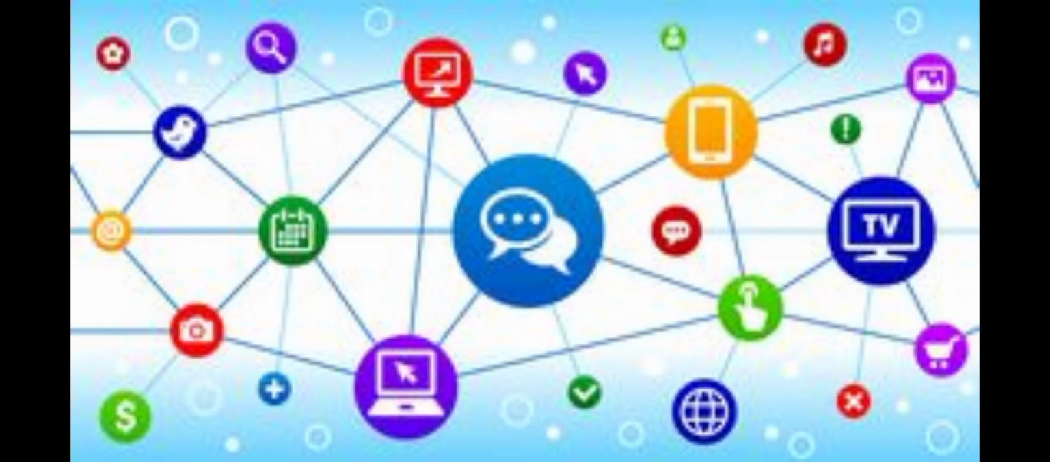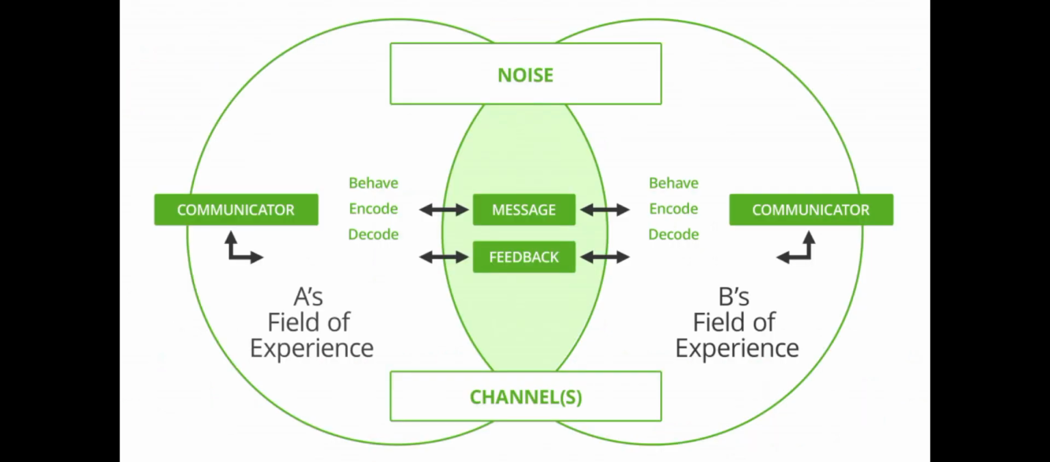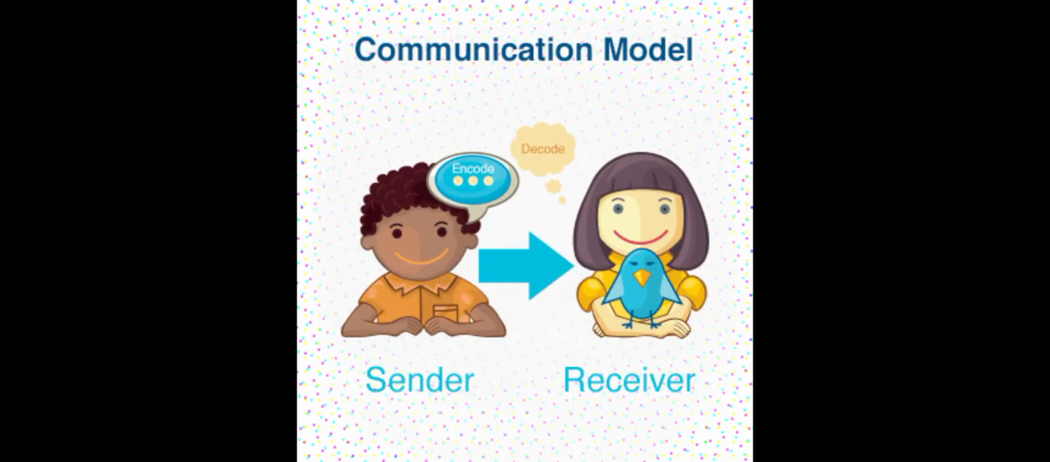We have also the most important component of this model, which is definitely the context or the field of experience of the sender and the receiver, who both have a depth of knowledge, culture and background that influence the way they communicate. That's why both sides have to encode and decode according to their respective backgrounds.